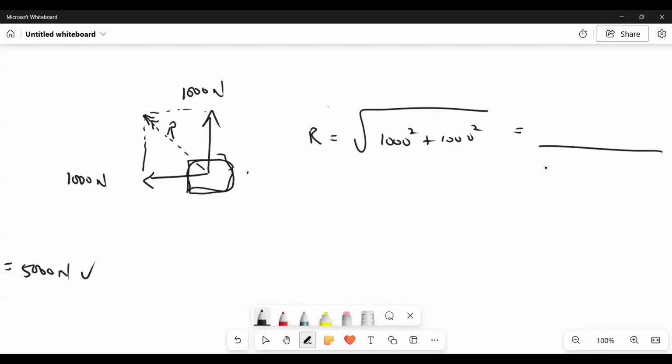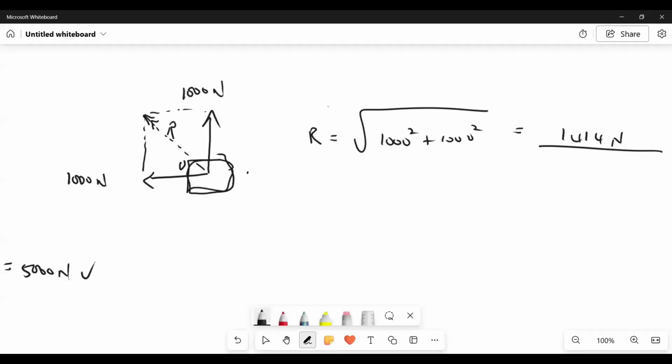1,414.21. All right, let me go with 1,400 and 14. Let's go with that. Use no decimal. 1,440. 1,440 newtons. So the resultant is going to be that, and it's going to make some angle.